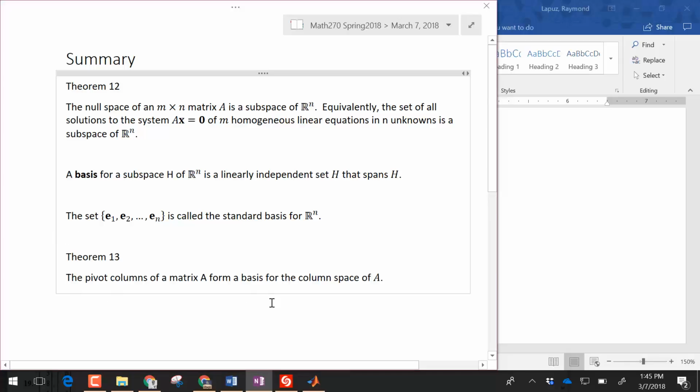Okay, so this is getting towards the column space. The pivot columns of matrix A form a basis for the column space of A. This is the first example that we did, where we took a look at the pivot columns, and then we took the columns from the original matrix.